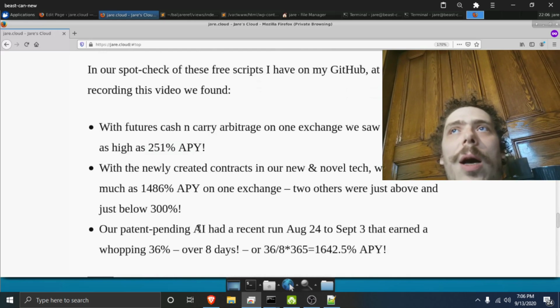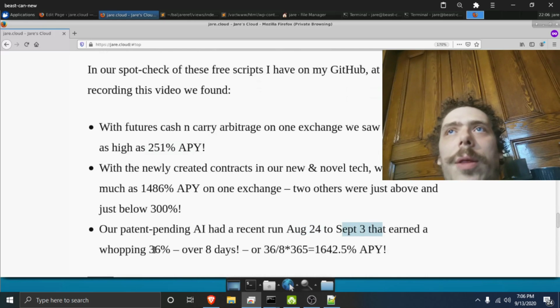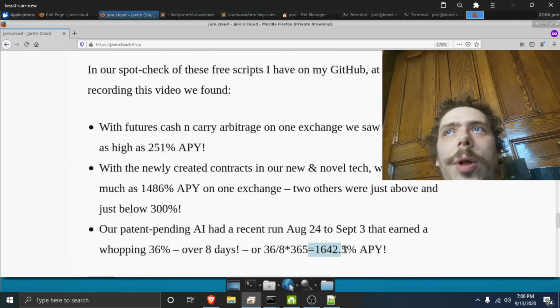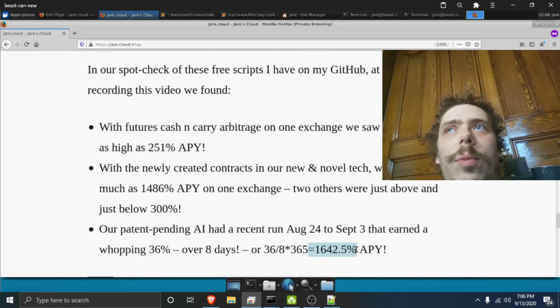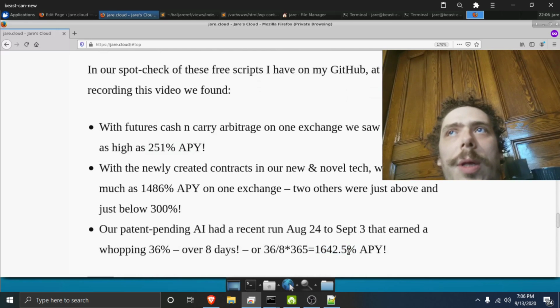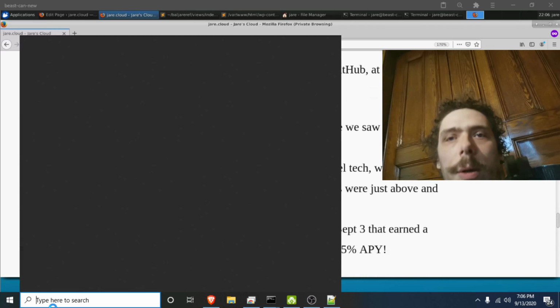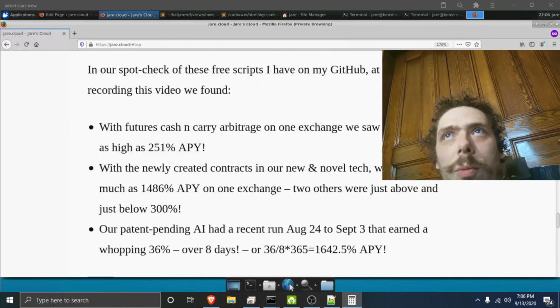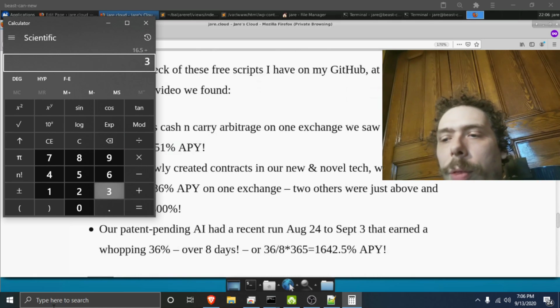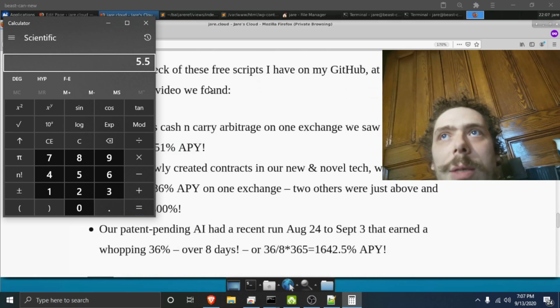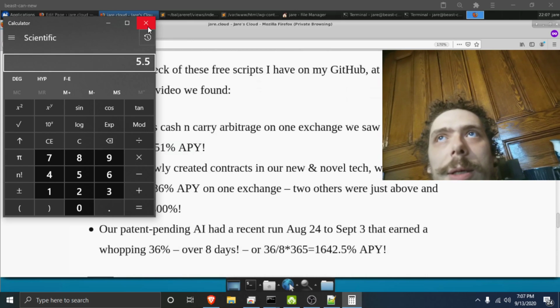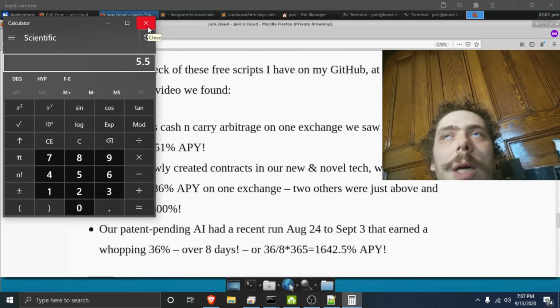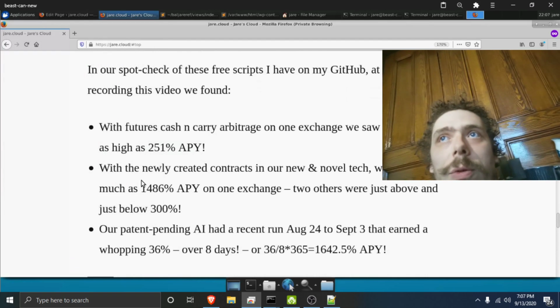So, our patent pending AI had a recent run from August 24th to September 3rd that earned a whopping 36% over 8 days. And if you follow the calculation, that's 1,642.5% annual percentage yield. That's, what is that? That's 6, 12, 18. I don't know. Hold on. Let's figure it out. 16.5 divided by 3. That's 5.5 times as much as we saw in the last example, where we had the money doubling every 3 or 4 months. And just do the math there yourselves.